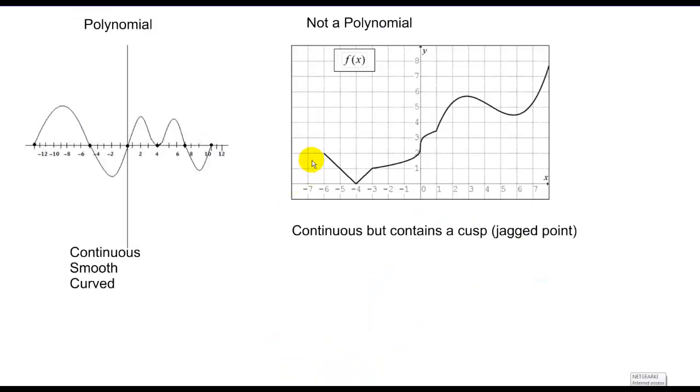Now, polynomial graphs are said to be continuous, smooth, and kind of curved. So this is an example of a possible polynomial graph. A quadratic is also a polynomial graph, but this is a higher degree polynomial. This, on the other hand, is not a polynomial. While it's continuous, you'll notice that it's not smooth and it's not curved. Right here you've got what we call a cusp or jagged edges, and here, so that's not a polynomial.